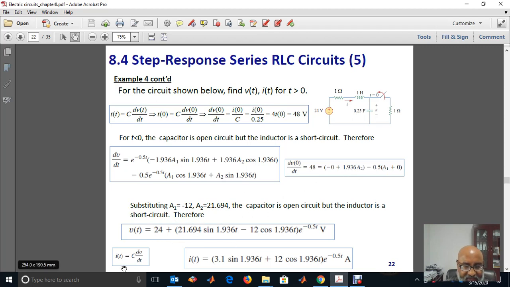The current I at t, the I of t. What is the current I of t for t greater than 0? It is C dV by dt. So we take the derivative of this. What is the derivative of this? The derivative of the first one is 0, since it is constant. And we apply the rule of derivative for the product of two functions and simplify, and finally we get this.